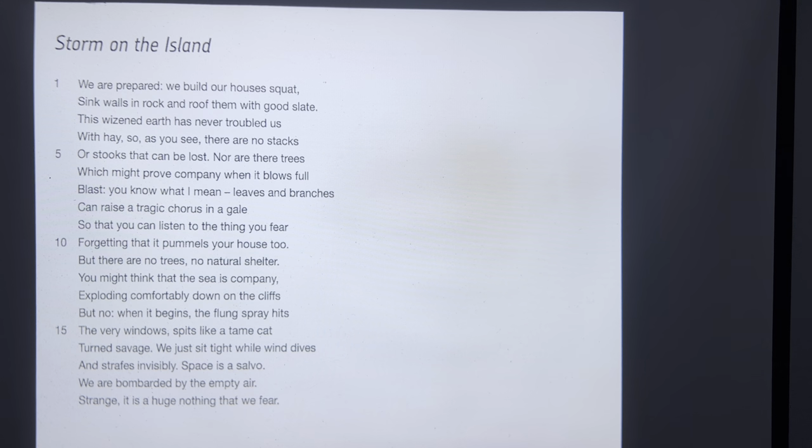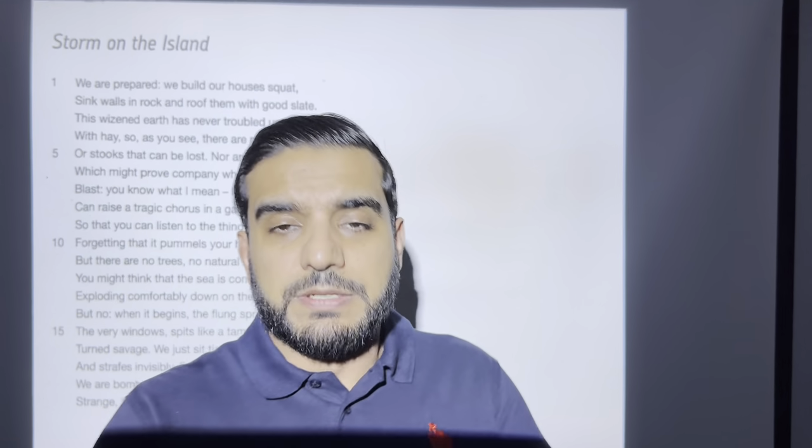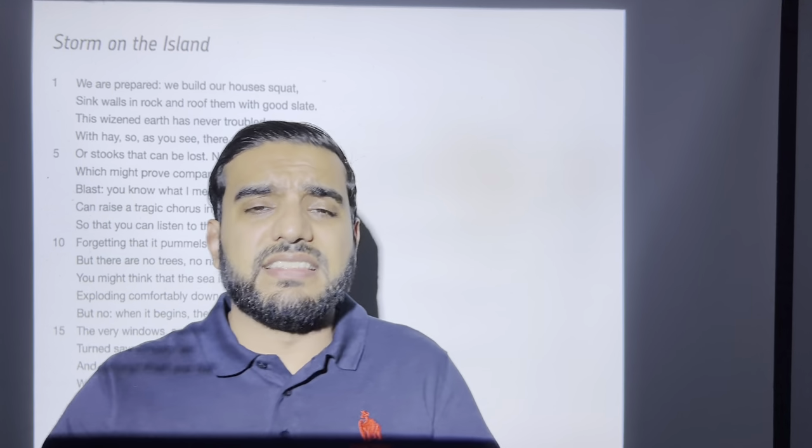All right, guys, Storm on the Island. Let's now go through what this particular poem is about. The poem is also quite symbolic because it symbolizes the problems in Northern Ireland, and it talks about the divide that existed at the time. And this poem is a reflection of that.